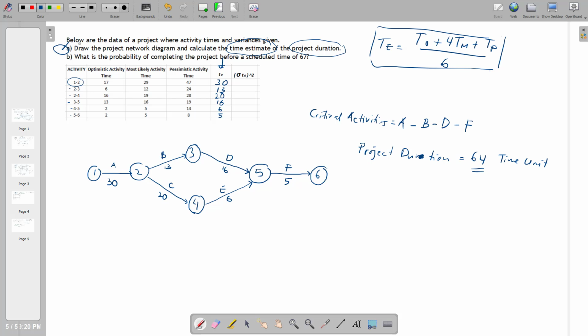Any question for this? No, right? So, as you can see over here, this number, for the calculation of the critical activities, should be taken from TE. And TE should be calculated through the calculation of optimistic, most likely, pessimistic, divided by 6.